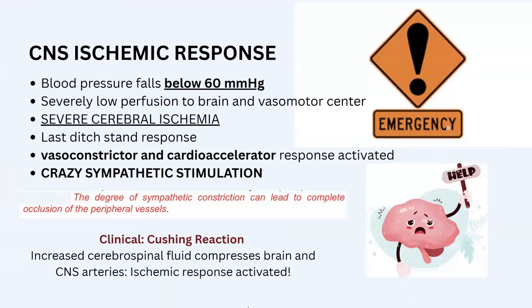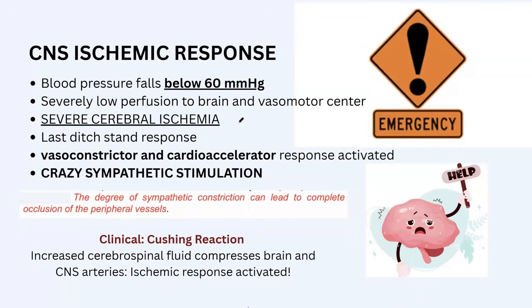Ischemic response. This is a clinical case. If blood pressure falls below 60, okay, remember 120 over 80 is normal, if it falls below 60, that means that the brain is in danger. The brain needs almost 14% of the cardiac output. It needs a lot of blood. If it falls below 60, you're going to have ischemia of the brain. And that is a crazy situation. It's also called the last ditch stand response.